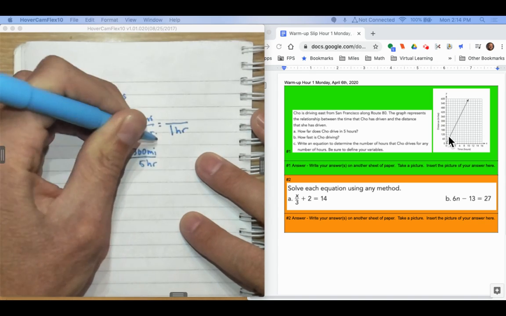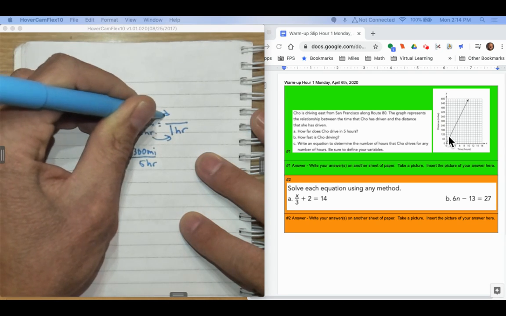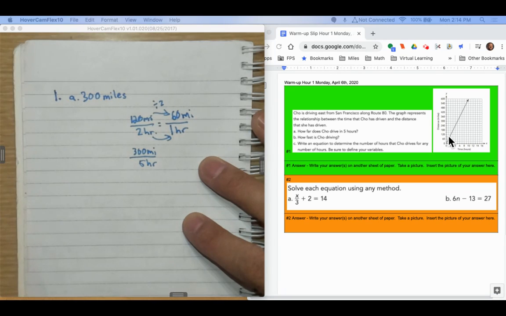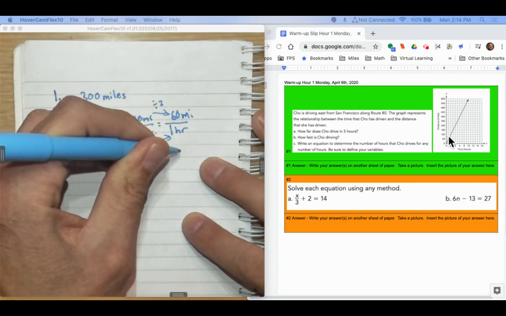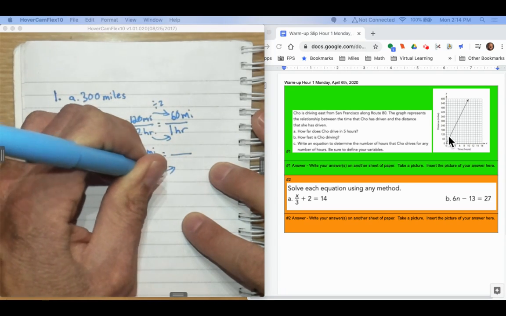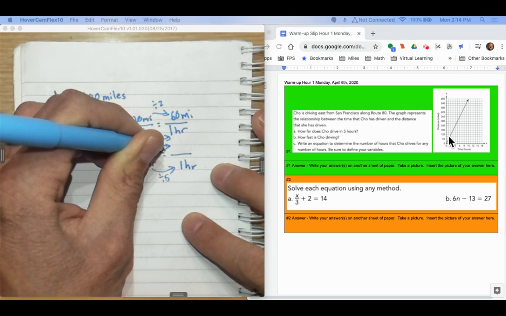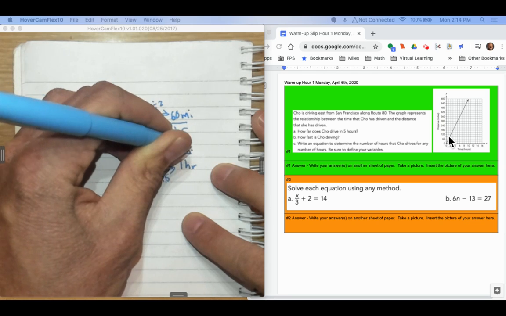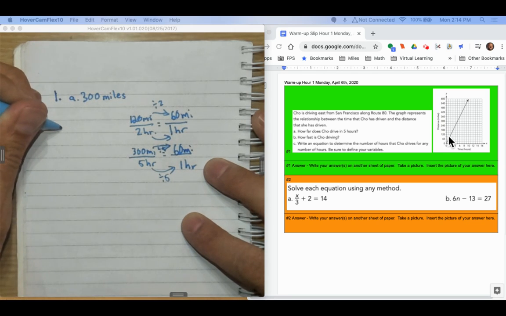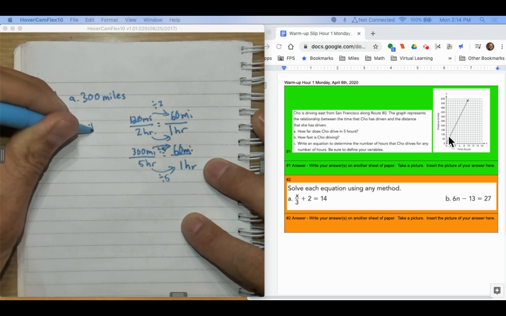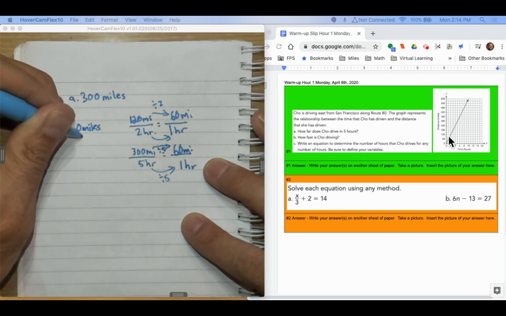And so I could divide that by two, and then I would get 60 miles per hour. Just to double check here, I could divide this by five, and I would get 60 miles per hour. And so for one part B, my answer should be 60 miles per hour.